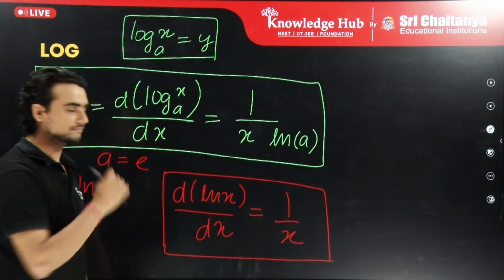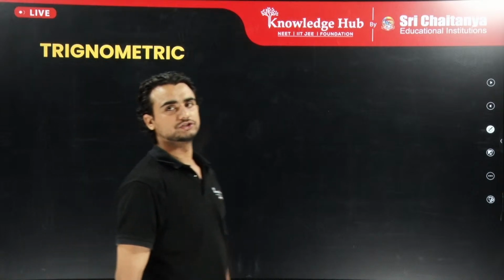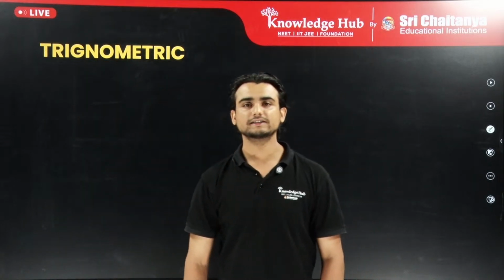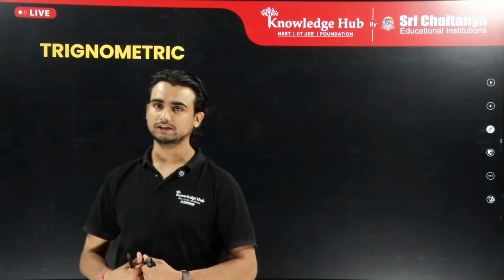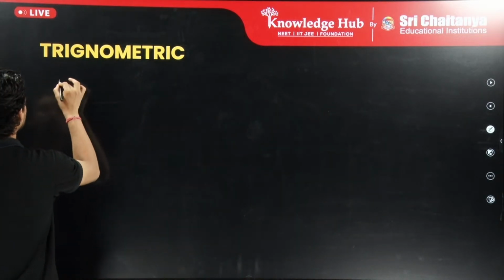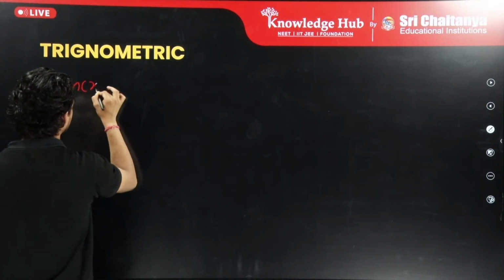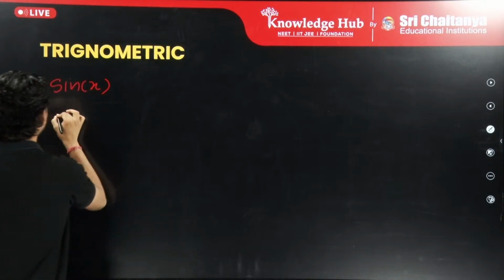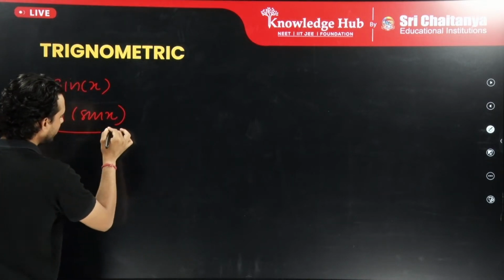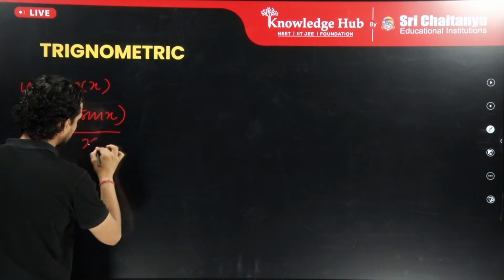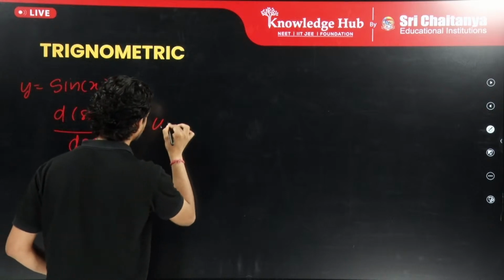I hope this is clear. Now, last, trigonometric functions. There are 6 trigonometric functions, T ratios basically. First, differentiation of sine. Let's say y equals sin x. So differentiation of sin x with respect to what is my input variable? x, right? So differentiation of sin x with respect to x is cos x.